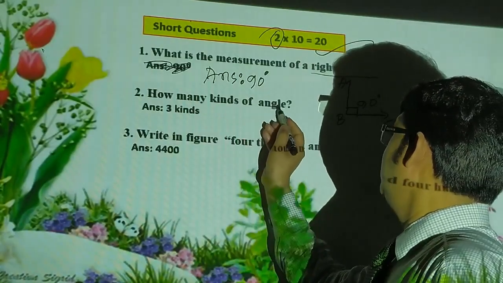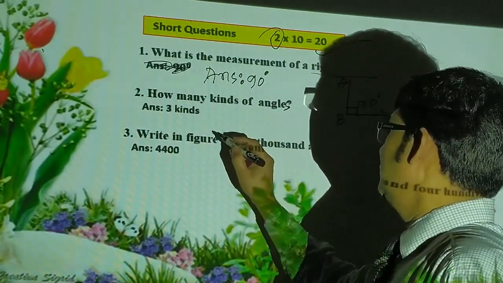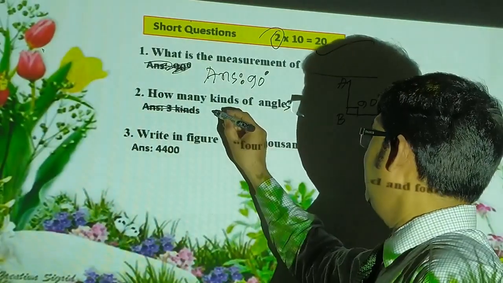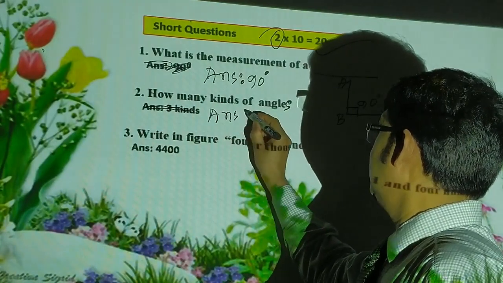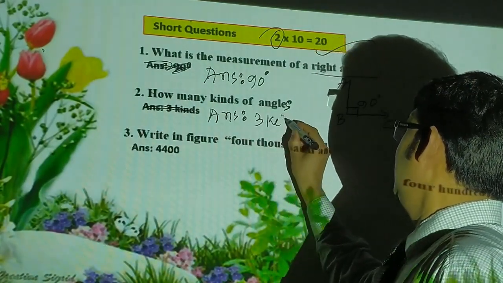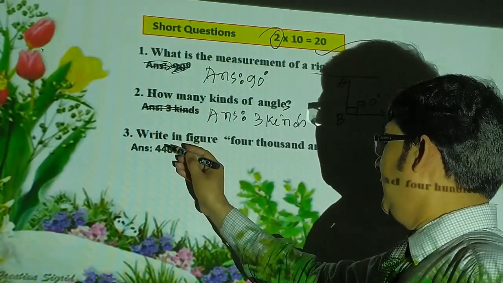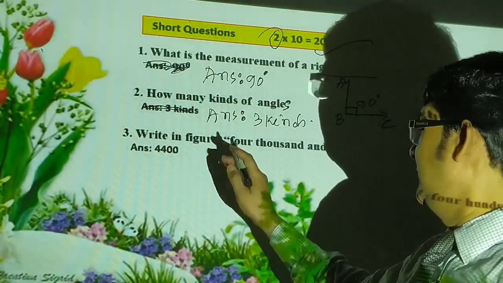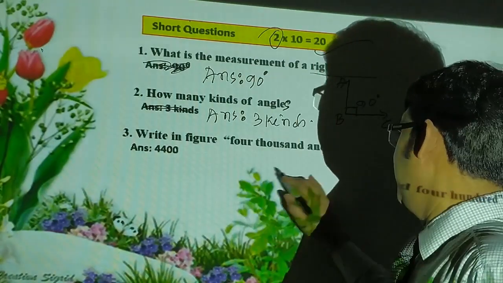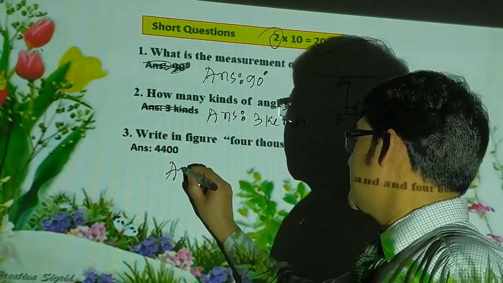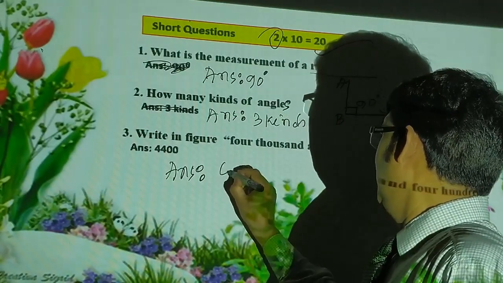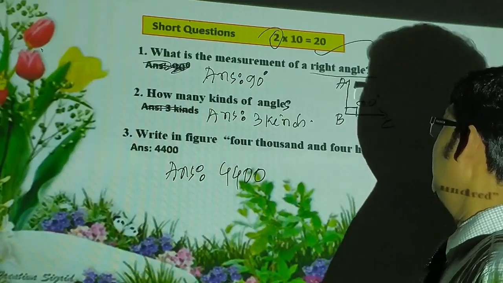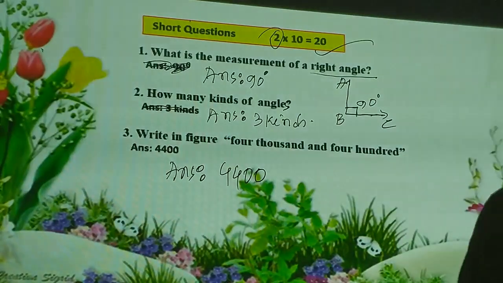How many kinds of angles? You cannot give this as your answer skill, so you will write the answer. How many kinds? 3 kinds. Okay. And another: write the figure 4400. This is our short question pattern. So you will write the answer 4400.